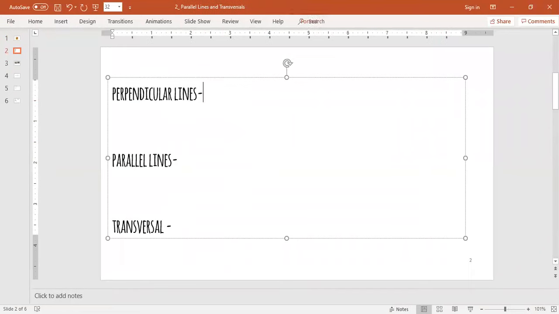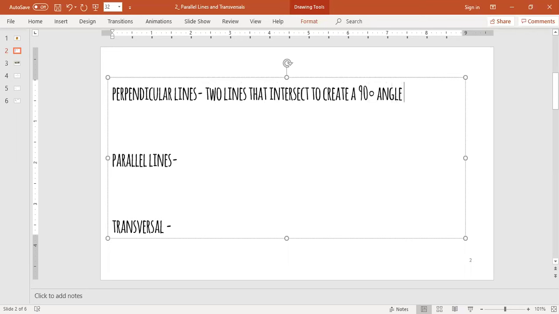So we're going to start with some definitions, and at least two of them I know you already know. The first one is perpendicular lines. What are perpendicular lines? Well, we know perpendicular lines are two lines that intersect to create a 90-degree angle.